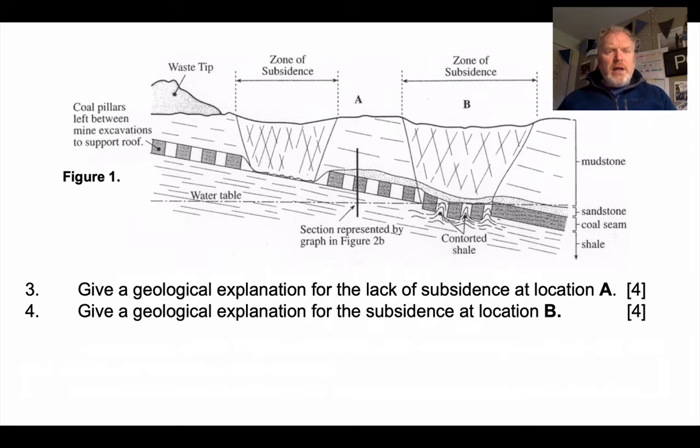Questions 3 and 4 then, look at this cross section. We've got an old pillar and stall mine that's been subject to subsidence in a couple of different locations. But you can see that subsidence isn't uniform. So what I'd like you to do is first of all explain why location A hasn't subsided, and then explain why location B has subsided. Use the geology and crucially as well use the graph that you've just been working on.